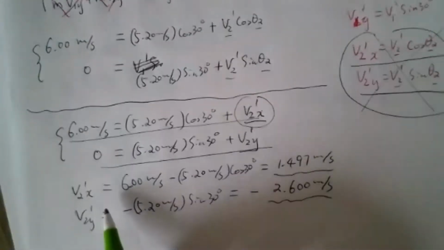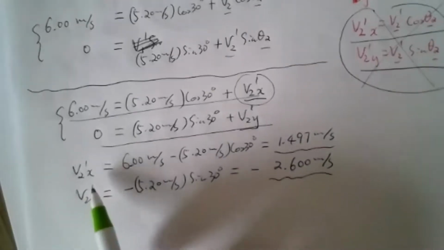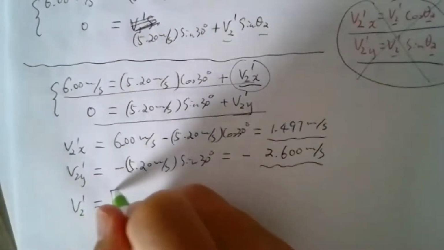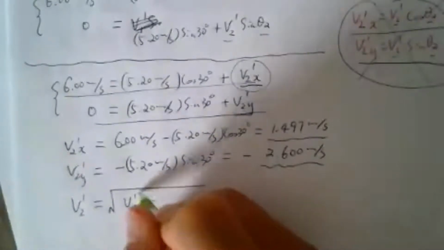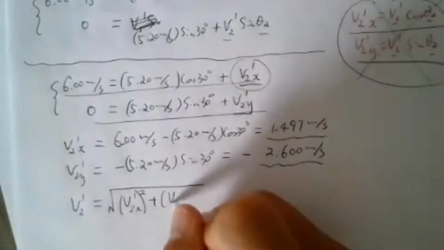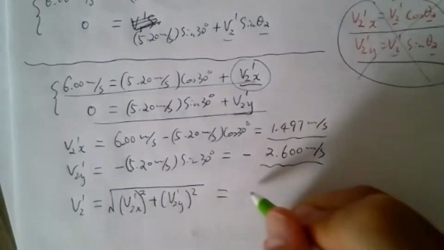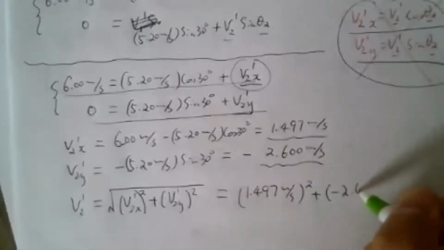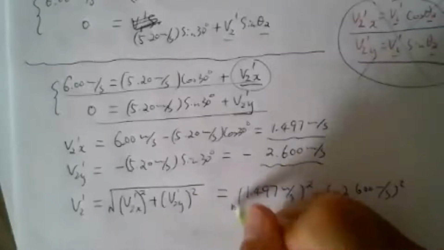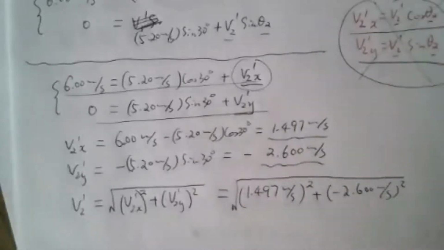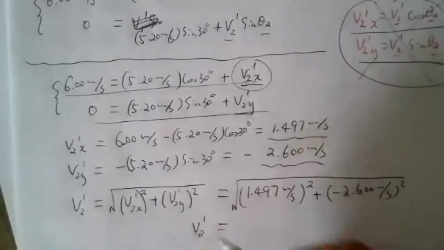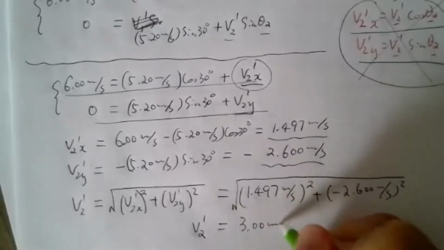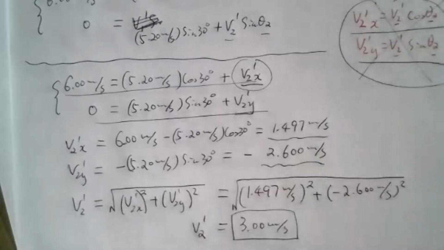All right, so then you have the two components, x and y component. You can calculate the magnitude. So v2 prime, the magnitude, should be the square root of the x component squared plus the y component squared, right? So 1.497 meters per second squared plus negative 2.600 meters per second squared, and then take the square root of it. Okay, so this will tell you v2 prime, the magnitude, is going to be 3.00 meters per second. So that's the magnitude.